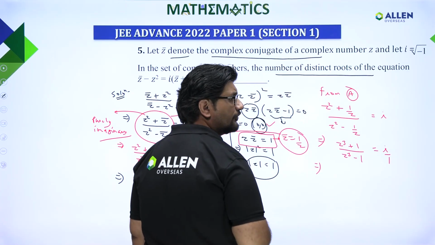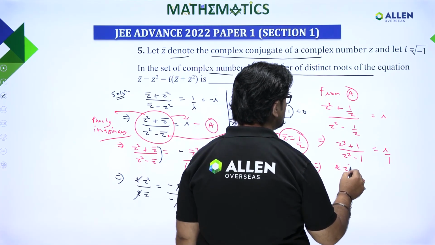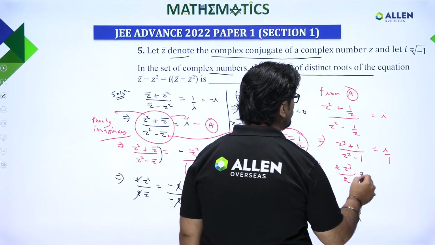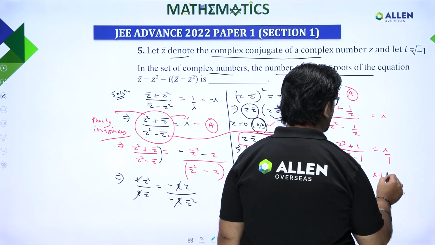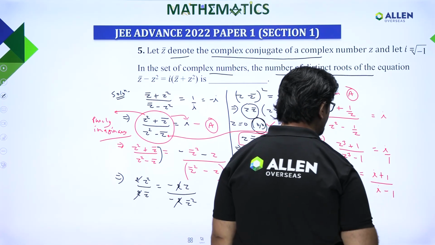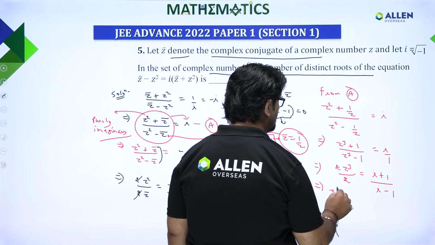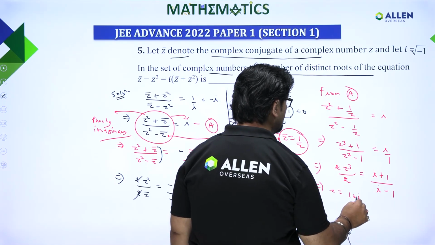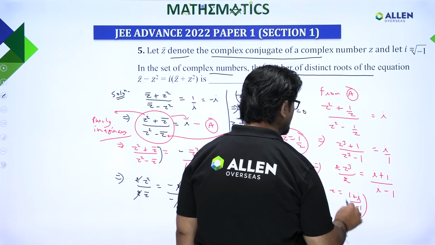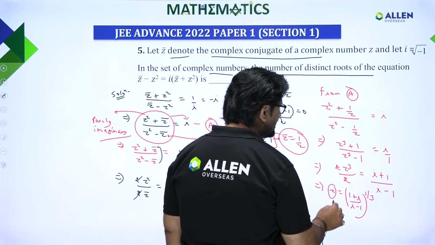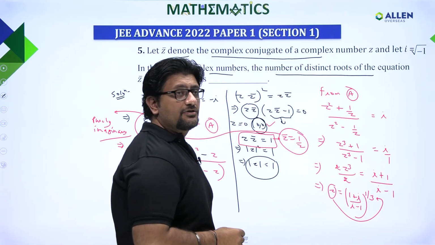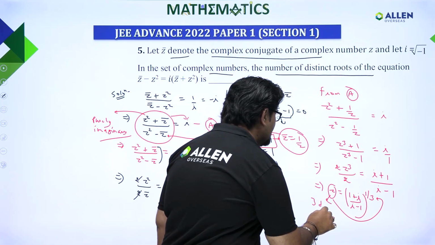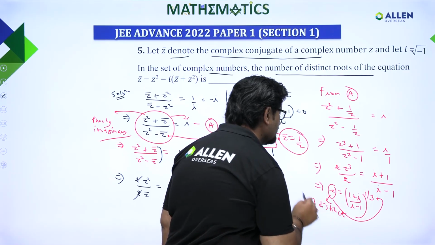Now again, if I apply componendo and dividendo property, I will be getting 2z cube upon 2 equals (iota plus 1) upon (iota minus 1) in the division. So I am getting z as ((1 plus iota) upon (iota minus 1)) to the power 1 by 3. This is just like a cube root type, so I will be getting 3 distinct solutions of z from here, very sure.